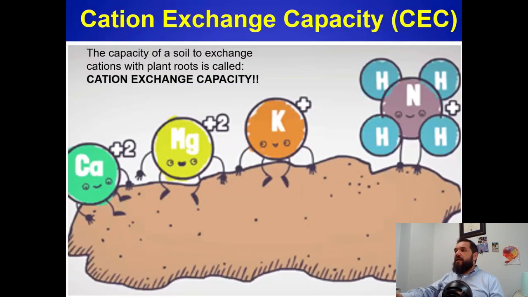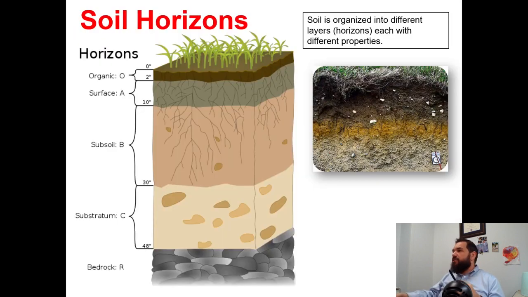So let's talk a little bit more exact. The capacity of a soil to exchange cations is called cation exchange capacity, and it is a very important aspect in the fertility of that soil. Volcanic soils are really good, they have a very high cation exchange capacity. It's one of the reasons that volcanic soils make really super rich, super fertile soils. All right, so let's move on a little bit to what are called soil horizons.